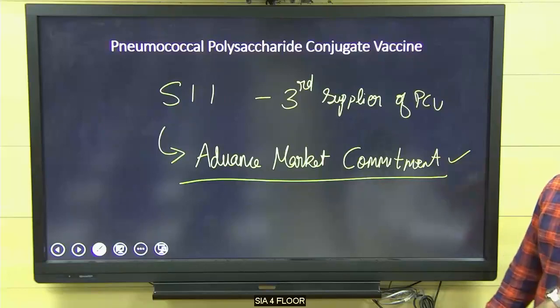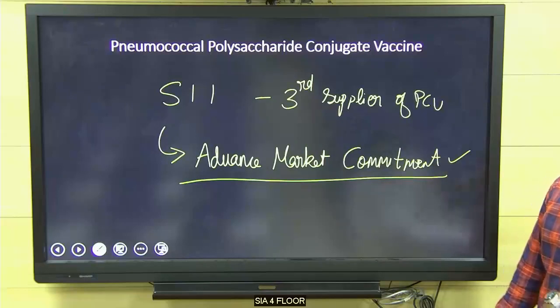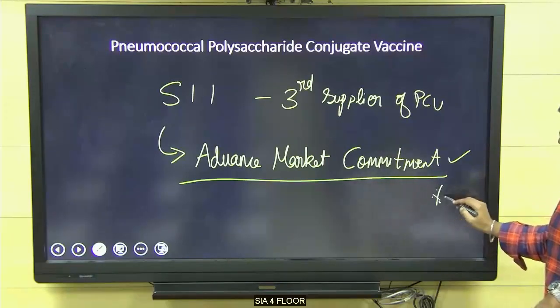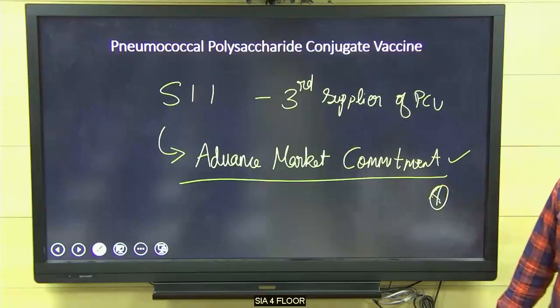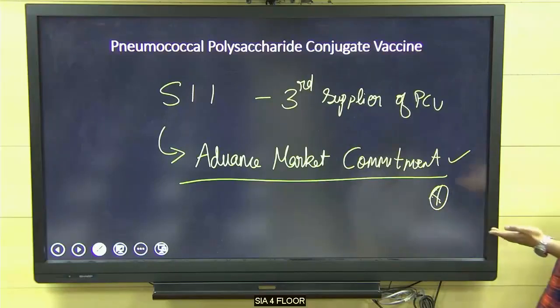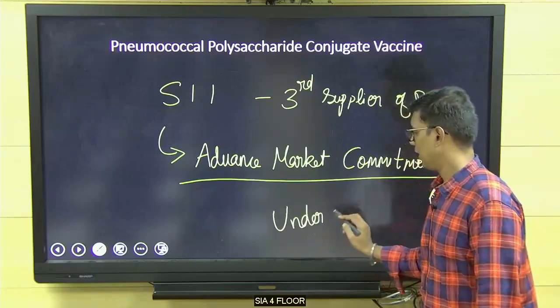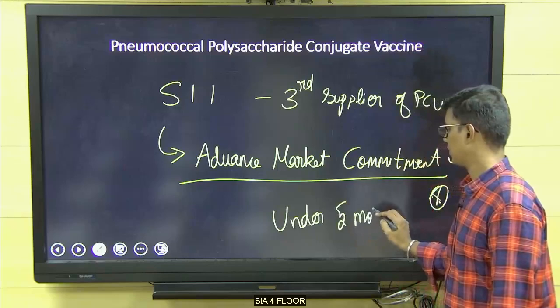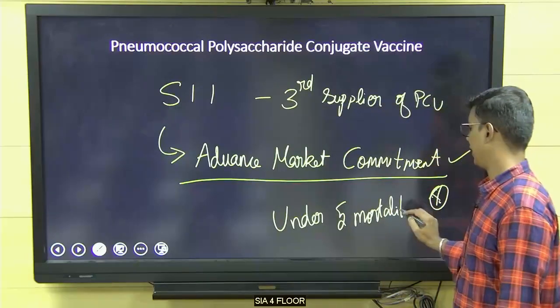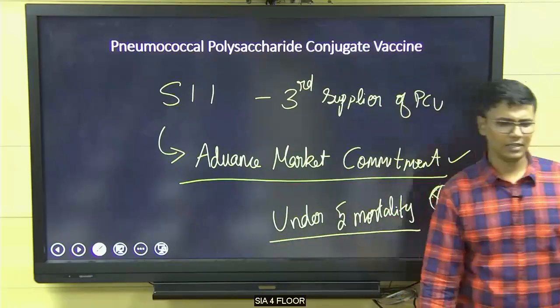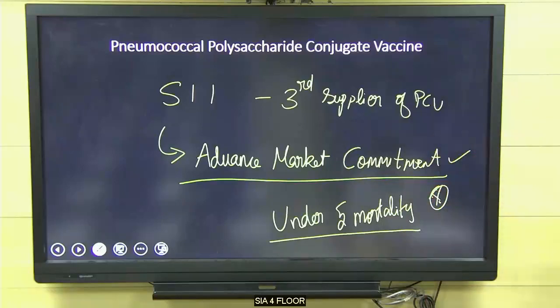Very good point for mains. All these neglected tropical diseases, if there is any development for drugs, it can be included under the advanced market commitment so that it will be at a subsidized cost. Because pneumococcal disease accounts for a large amount of under 5 mortality rate, especially in African countries and other underdeveloped countries. A prime contributor to under 5 mortality rate.